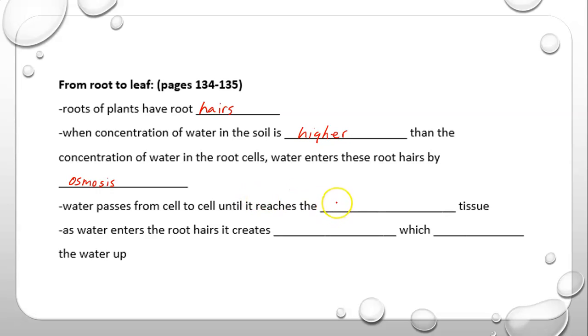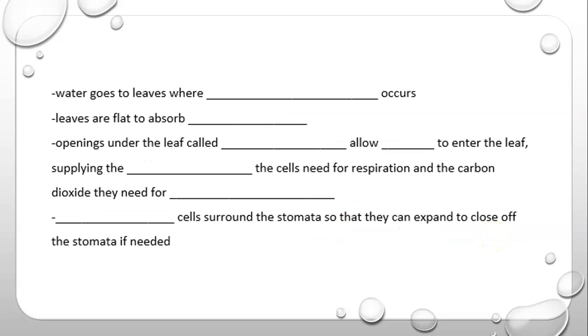It then goes to the xylem, which is the part of the tissue that circulates water, and as that water comes up, we create a pressure which pushes the water up part of the way. Now, the water is going to go to the leaves eventually where photosynthesis occurs.